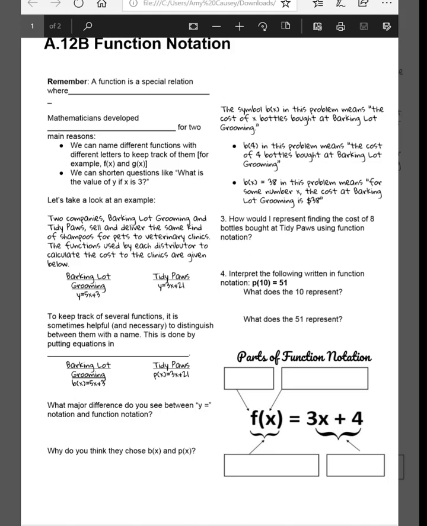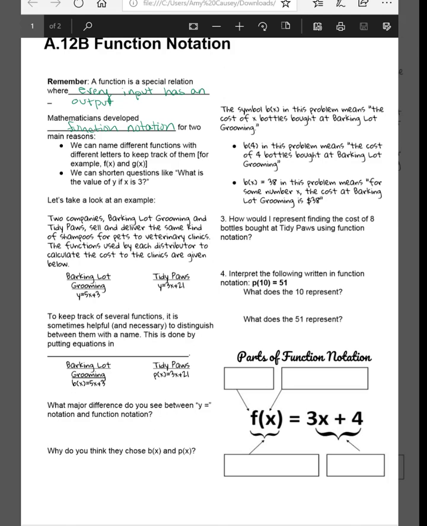A12B, function notation. Remember, a function is a special relation where every input has an output. Mathematics developed function notation for two main reasons. We can name different functions with different letters to keep track of them, for example, f of x and g of x. We can shorten questions, like what is the value of y if x is 3? Let's take a look at an example.